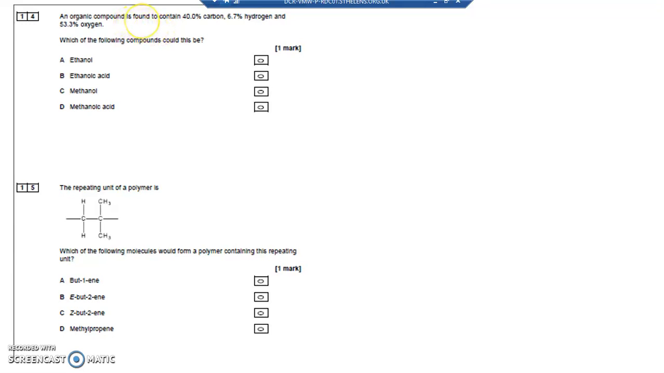Question 14. An organic compound is found to contain 40% carbon, 6.7% hydrogen and 53.3% oxygen. So if we had 100 grams of it, let's say, we'd have 40 grams of carbon, 6.7 grams of hydrogen and 53.3 grams of oxygen. If you divide by the mass of each of them, so carbon's 12, hydrogen's 1 and oxygen 16, you'll find out the respective ratio of the amounts of each of those in there.